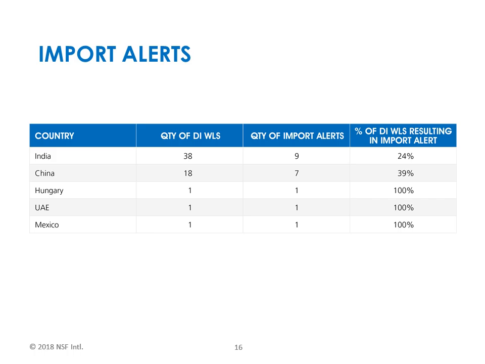Moving on to slide number 16, this is really just a different representation of that. You see that a lot of the import alerts are really coming out of India and China, dominating the import alerts, with a few other import alerts in Hungary, United Arab Emirates, and Mexico. But by and large, it's India and China that are getting hit with a lot of these import alerts.